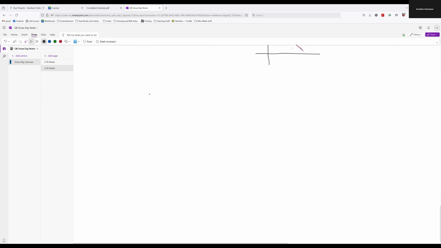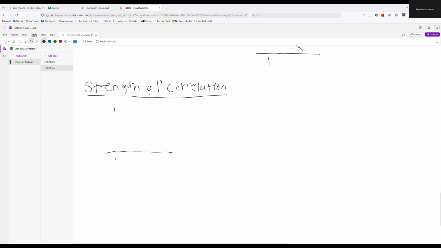And then we can talk about the strength of the correlation. Okay, you know what? I'm just going to draw a picture to represent it. Describing it in words is kind of hard because just seeing it is going to be easier. I'm going to use positive for both of these. So for stronger and weaker, that's our two options.